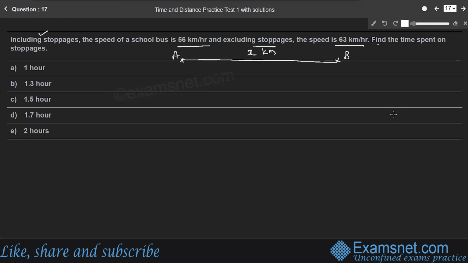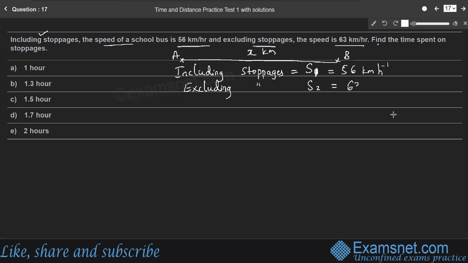To travel from home to school or school to home, including stoppages, the speed of the school bus is 56 km per hour. So, including stoppages, speed we'll consider as S1. Speed of the school bus is 56 km per hour, right? And excluding stoppages, without any stop, the school bus travels with the speed of 63 km per hour. Find the time spent on stoppages.